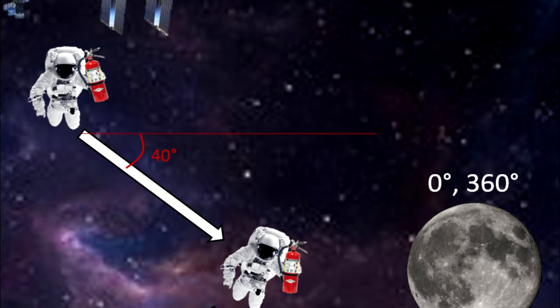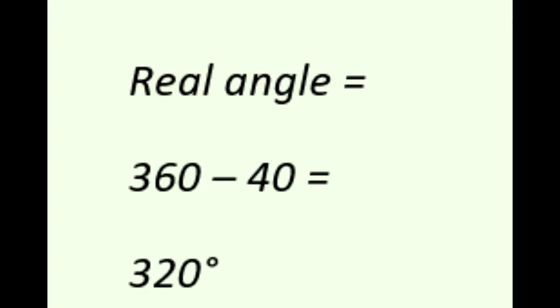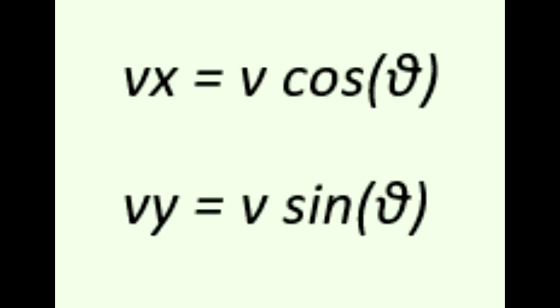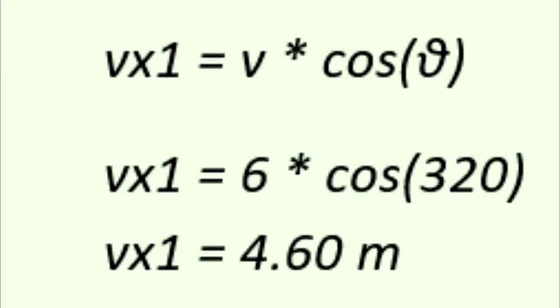Now that we know this, by analyzing the instructions given by Alexander, we know that starting from the moon, 360 degrees, we will travel 40 degrees towards the earth. So, 360 minus 40 equals 320. We know now that the real angle is 320. With this information, we can now proceed to solving for the x component using the formula which was previously mentioned. Vx1 equals v times the cosine of the angle. Now we replace the values and solve with a calculator. So it's going to be Vx1 equals 6 times the cosine of 320, and Vx1 equals 4.6 meters.